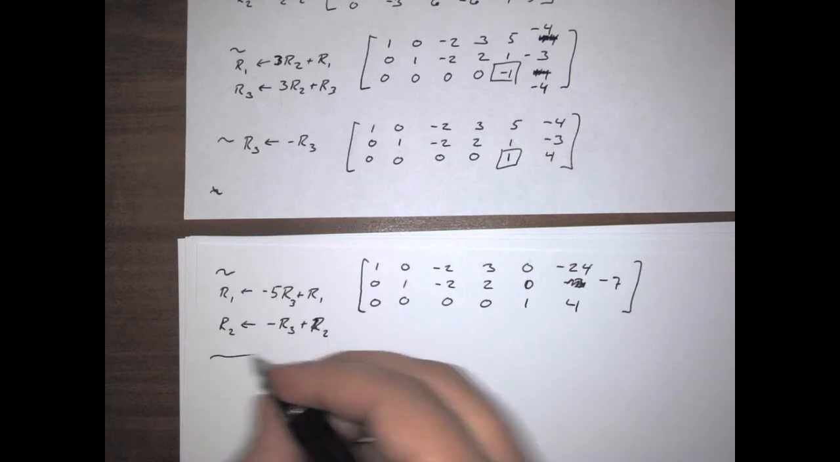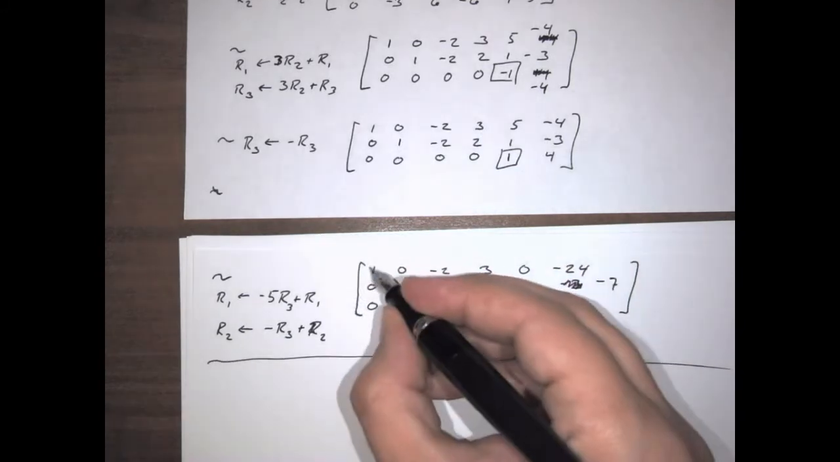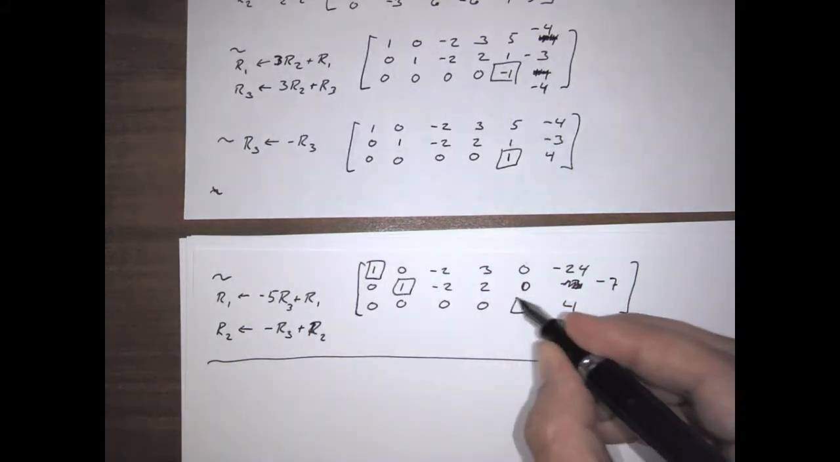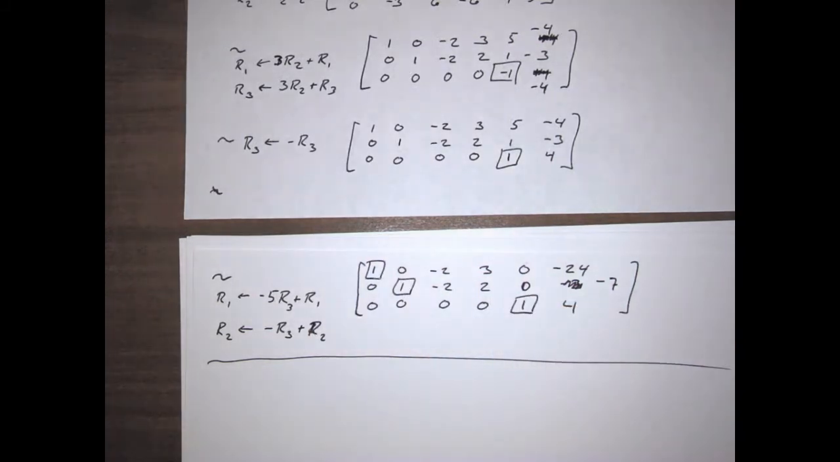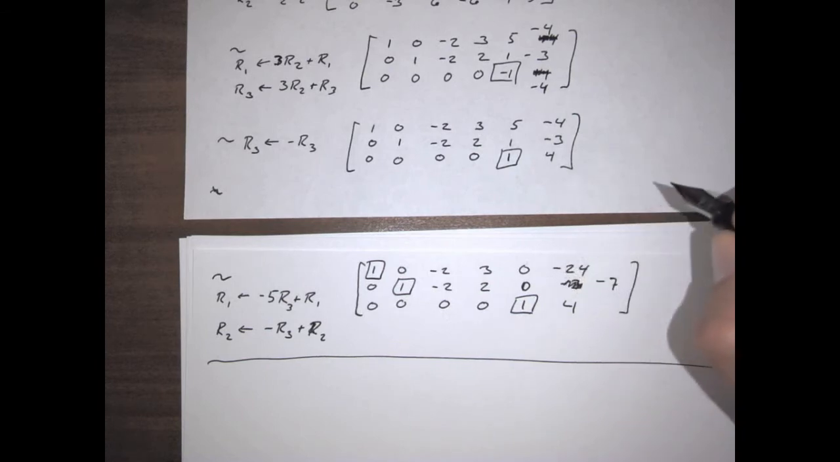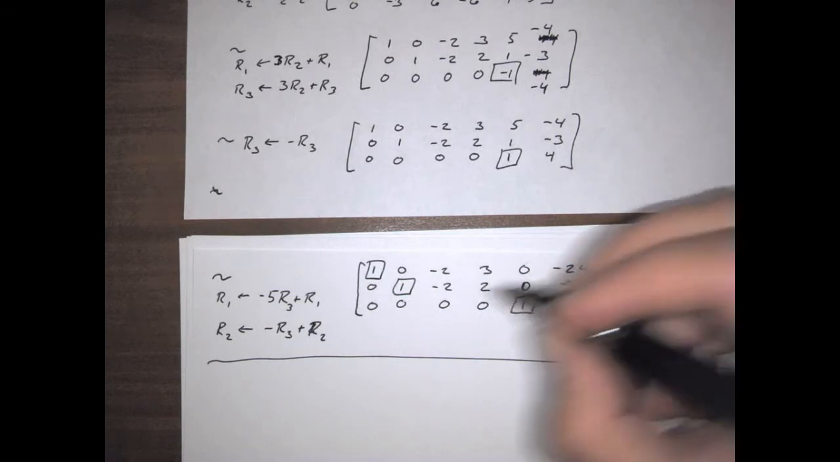Okay, and there it is now in reduced echelon form, or reduced row echelon form. These are the three pivots, and you'll notice that above them and below them are only zeros. The other three columns do not contain pivots because they don't have any leading entries in those rows.